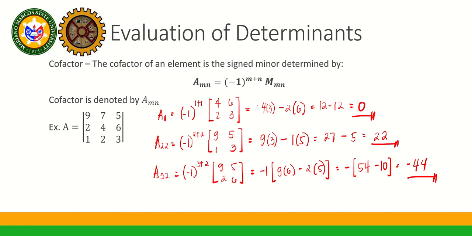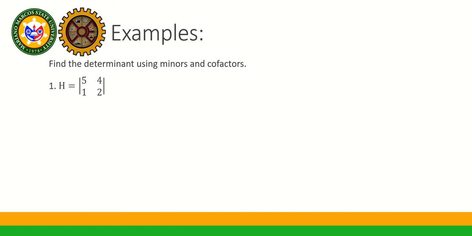Now, let's use what we discussed in determining the determinant of a matrix. Find the determinant using minors and cofactors. We have example number 1 here. We have a 2 by 2 matrix. Let's start by selecting A11, which is 5.